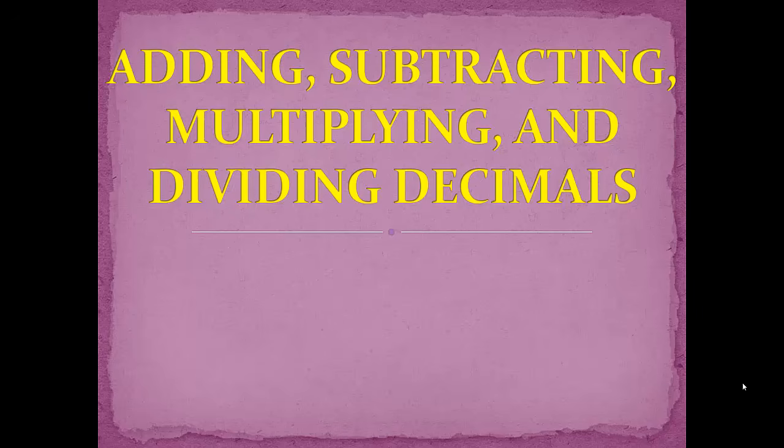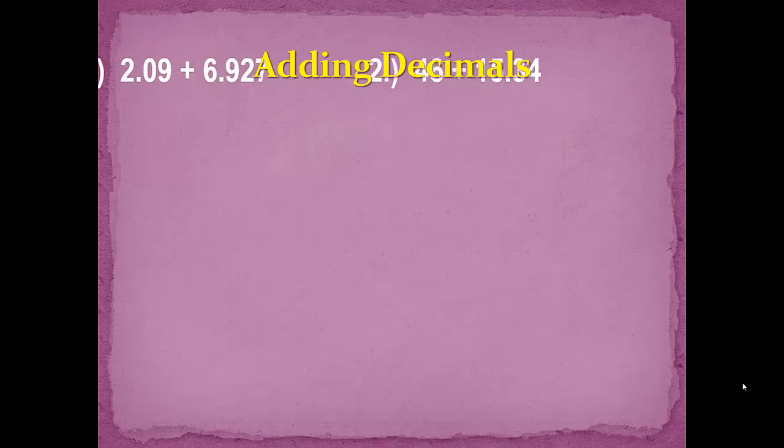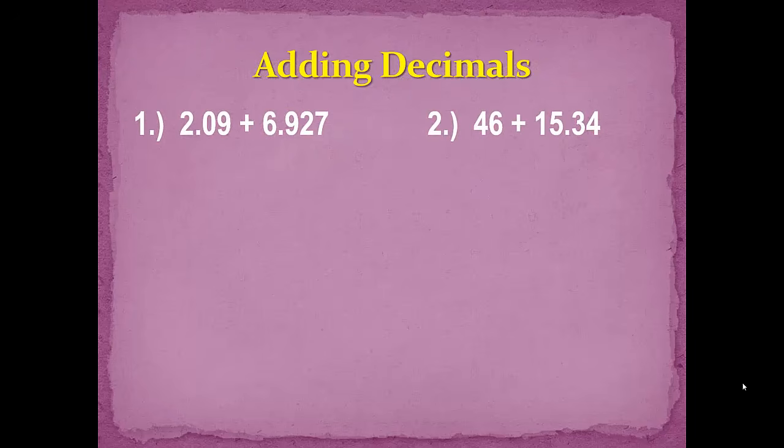Today's lesson is on adding, subtracting, multiplying, and dividing decimals. First, we'll look at adding decimals. So for number 1, we have 2 and 9 hundredths plus 6 and 927 thousandths. When we add decimals, we need to line up our decimal.